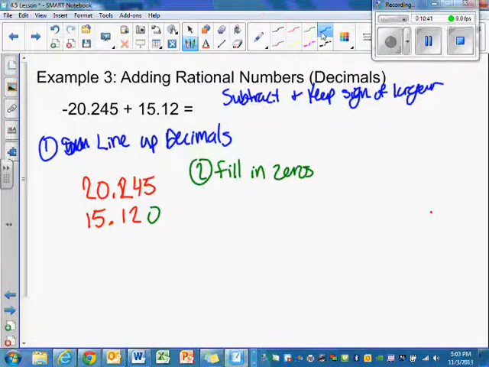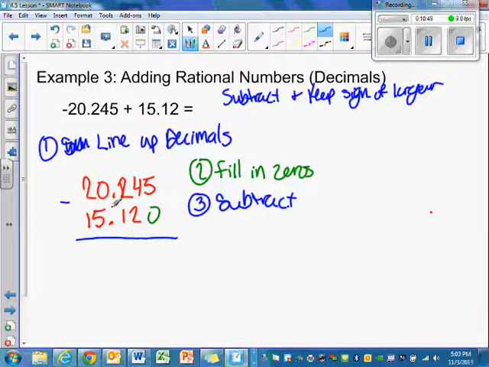Then my third step is I'm actually going to start subtracting now. So let's draw my line. Remember that we are lining up the decimal. 5 minus 0 is 5. 4 minus 2 is 2. 2 minus 1 is 1. 20 minus 15 is 5. So this is our answer. The pen's difficult. Please don't have any floating decimals like me. I've got a bad example going on here.